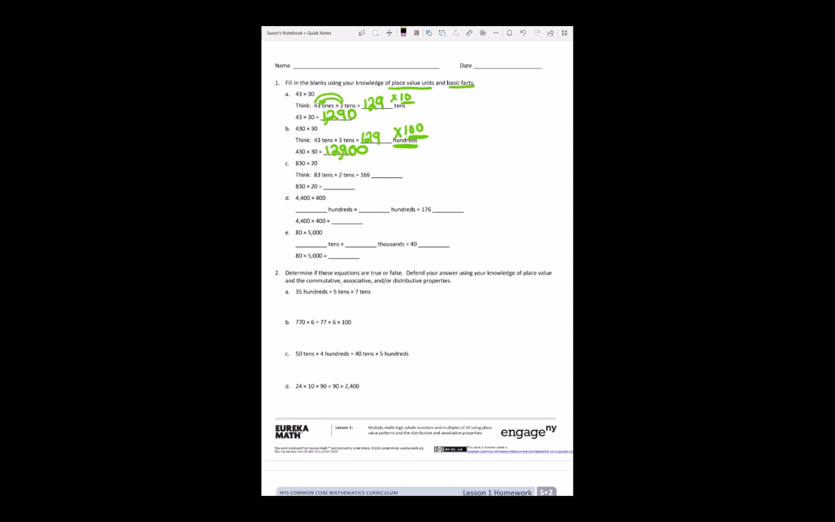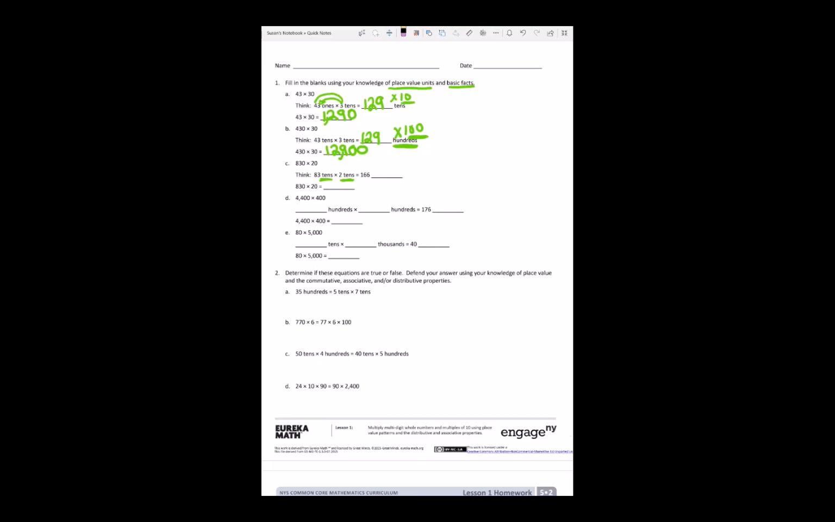830 times 20. Think 83 tens times 2 tens equals 166. Now, in this example, they gave us the product. They want us to tell them what place value unit we are working with. So it's going to be a little different. Also, they want the word, not the number. So they said 83 times 2 is 166. And then they want to know the place value unit. So for that, I'd say tens times tens.